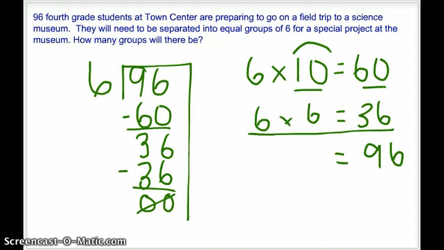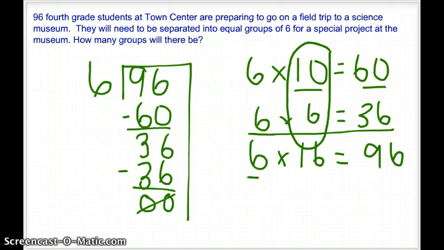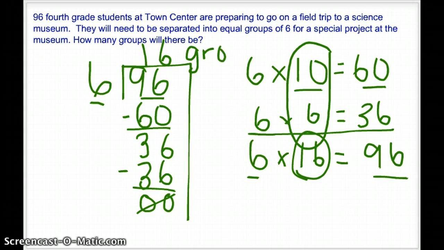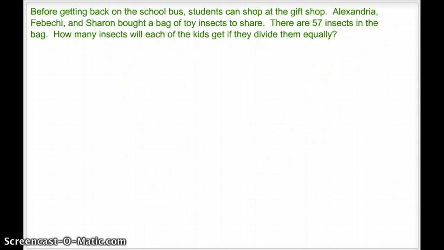Now I just need to think of how many groups of 6 did I make. I made 10 groups of 6 and then another 6 groups of 6. So 6 times 16 is equal to 96. I've taken care of the 6 and I've taken care of the 96. So that means there are 16 groups total. I just used multiplication to divide again.